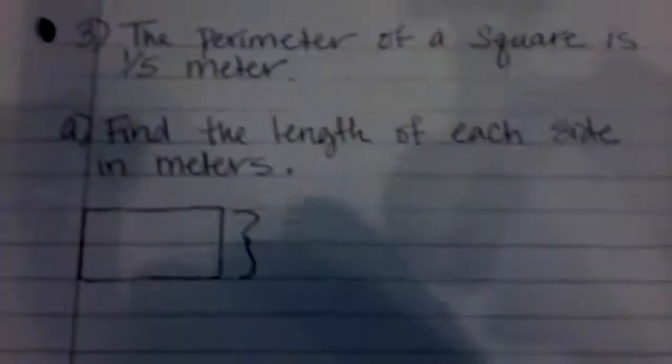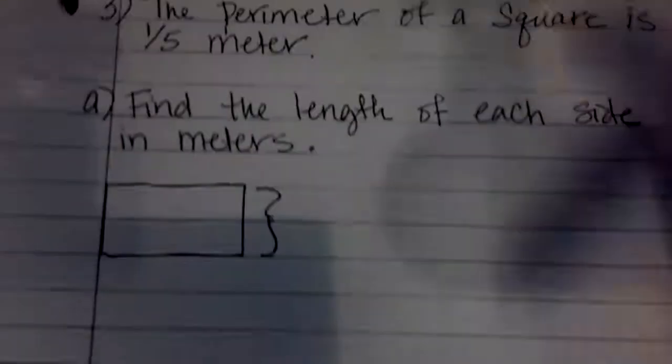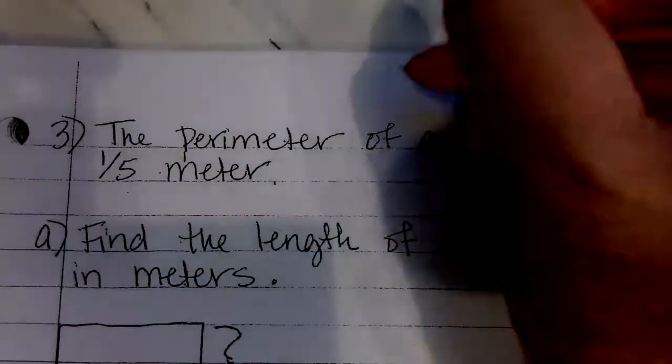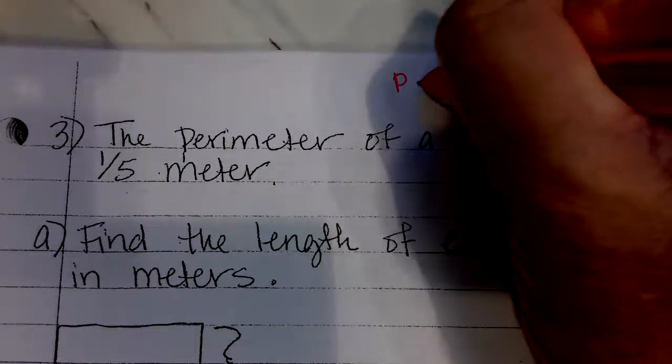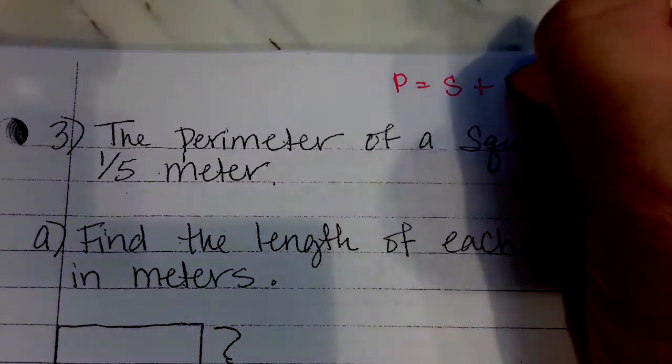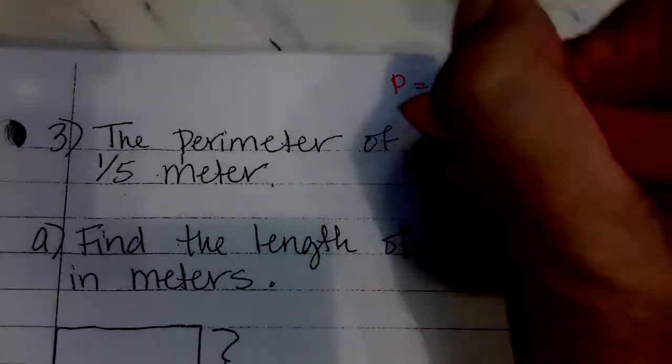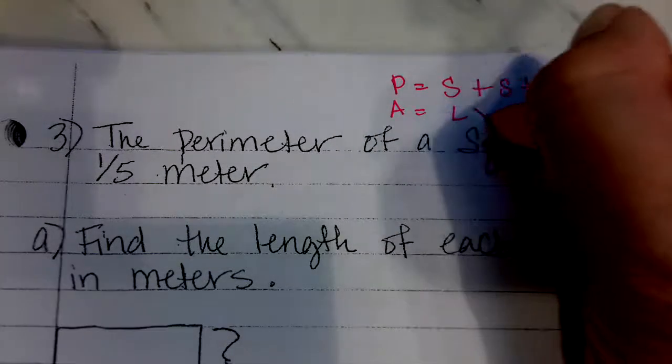Okay, moving on to problem 3. All right, problem 3. The perimeter of a square is 1/5 of a meter. Okay, so first, what do we know? Let's go back and let's just start talking about what we know here. Perimeter is side plus side plus side plus side, right? And we know that area is length times width.